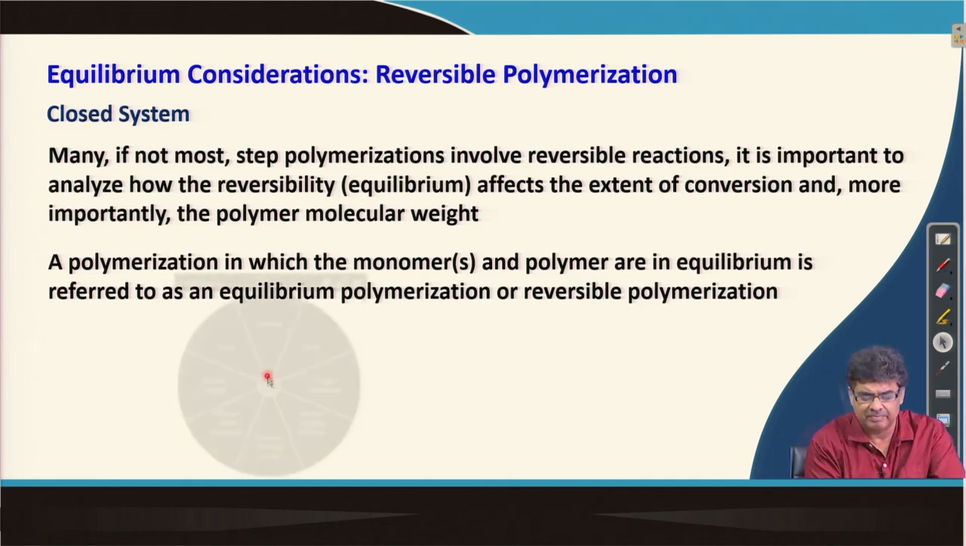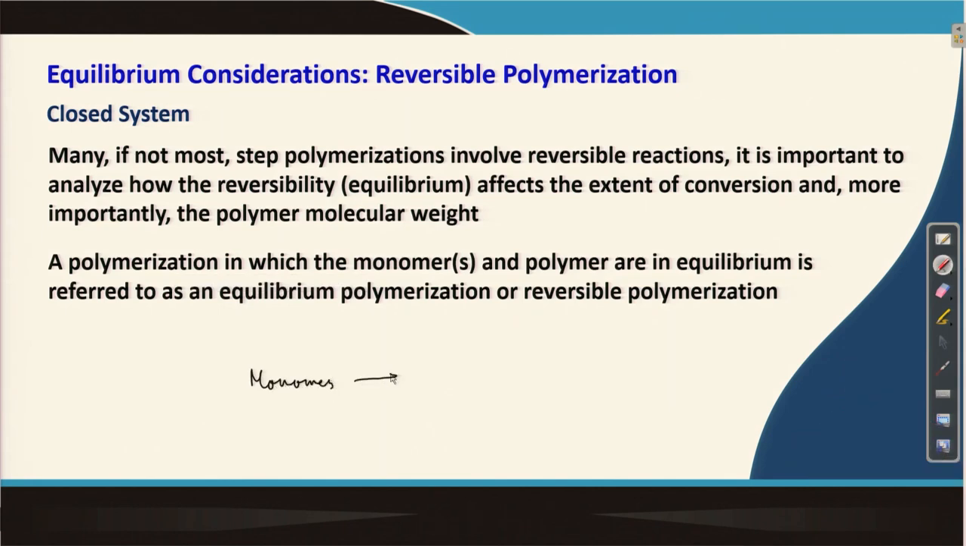in most cases of step polymerization, if we consider monomers to polymers, it is actually reversible. Now, because we are removing the small molecular condensate from the reaction mixture, the backward reaction is not happening. But as I mentioned, because we cannot remove the condensate completely, there is always a possibility of the backward reaction happening. So, we will consider that and see how the presence of small molecular condensate in the reaction mixture affects the molecular weight or degree of polymerization of the resulting polymer.